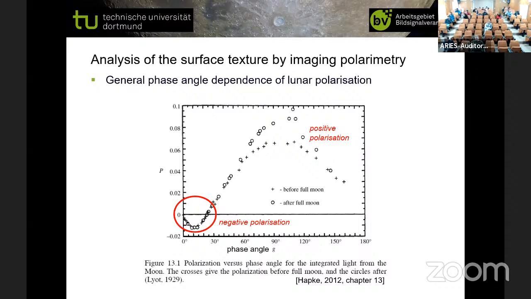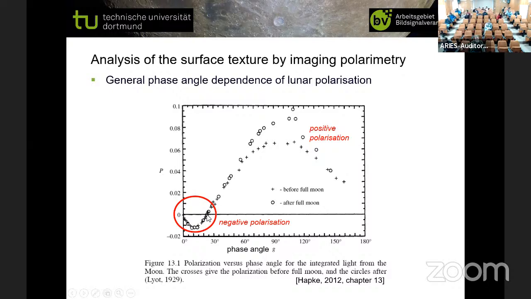That is how the polarization behavior of the moon looks like. That's already known for some time. So these data are from Lyon, 1929. There is a maximum of the degree of polarization, which is denoted P here, at about 90-degree phase angle, half moon. And for larger and smaller phase angles, it decreases.